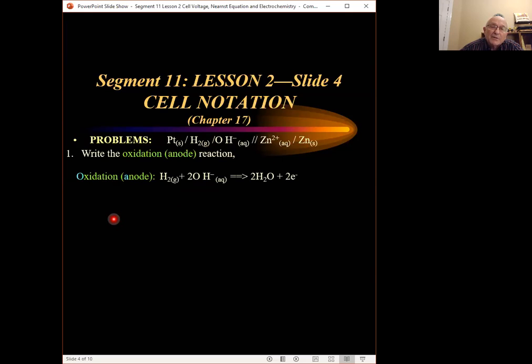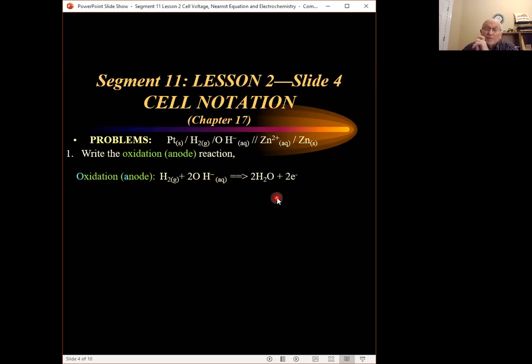Oxidation is the anode of the reaction. And here's the oxidation cell. We've got hydrogen reacting with hydroxide. It's going to make water. And there's 2 negative charges on the left, so we need 2 electrons on the right to balance charge. So that's the anode cell where oxidation takes place.